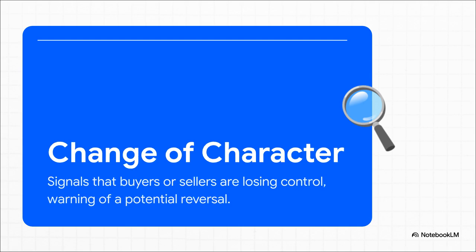But what happens when that strength starts to fail? And that brings us to a change of character, or COCH. You can contrast this directly with the break of structure we just talked about. If price suddenly breaks below a significant higher low in an uptrend, that is your detective's first critical warning. It signals that buyers are losing control and sellers might be taking over. Now, a COCH doesn't guarantee a reversal is happening that exact second, but it definitely alerts you to sit up, pay close attention, and watch for one.